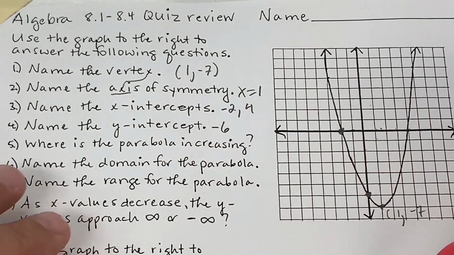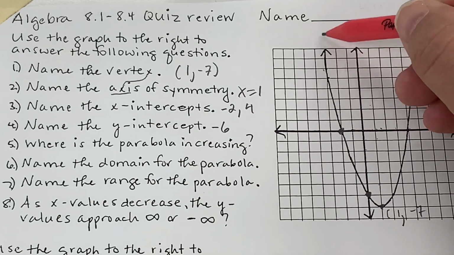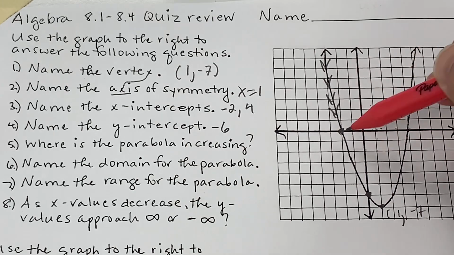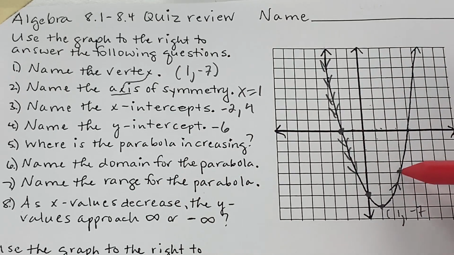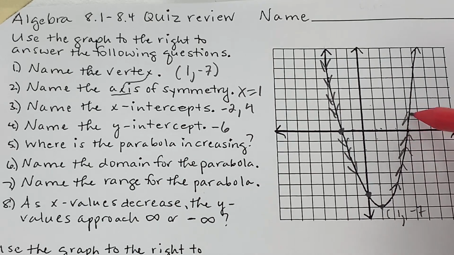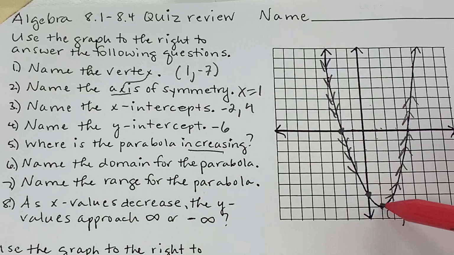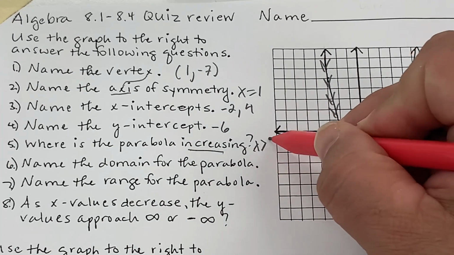Where is the parabola increasing? All math arrows point right. Notice how this arrow is pointing up to the left. Actually, arrows on all graphs are pointing to the right. Now, these arrows are pointing to the right and down. Then these arrows are pointing to the right, but up. So where it's increasing is where the arrows are pointing up. So it starts at the x value 1 all the way to infinity. So it's increasing from x is greater than 1.